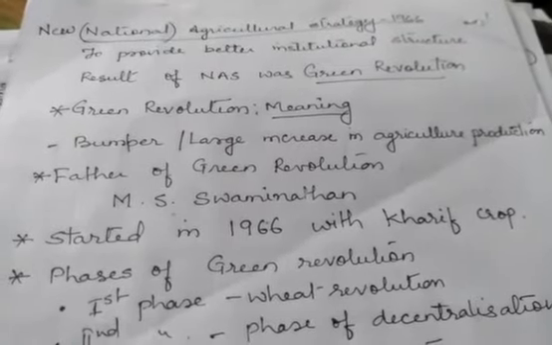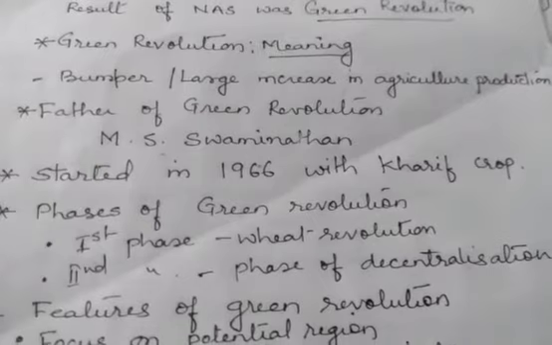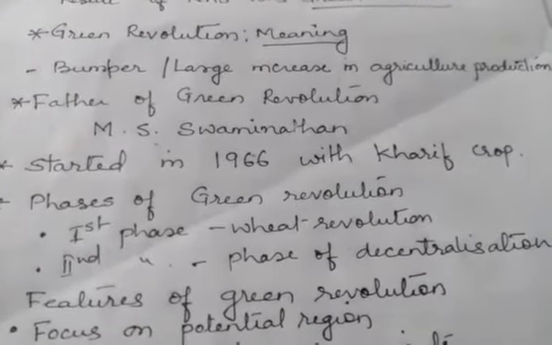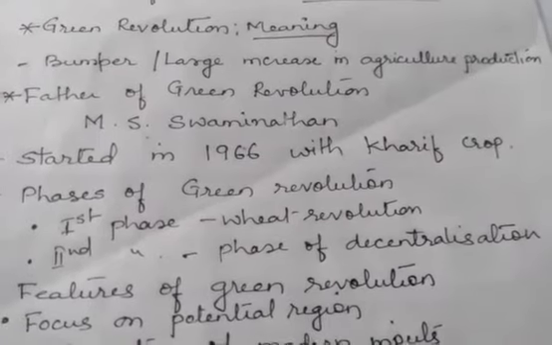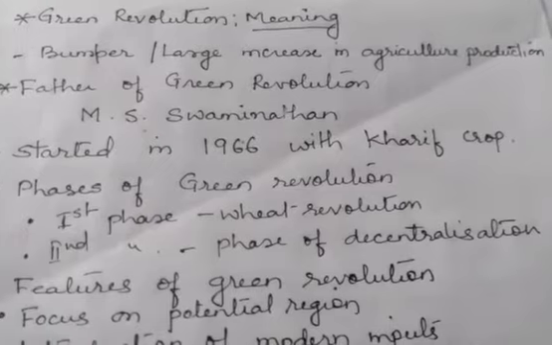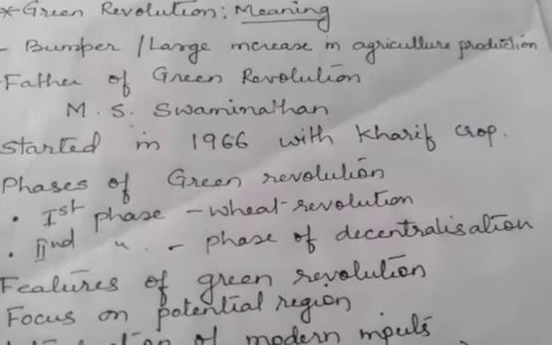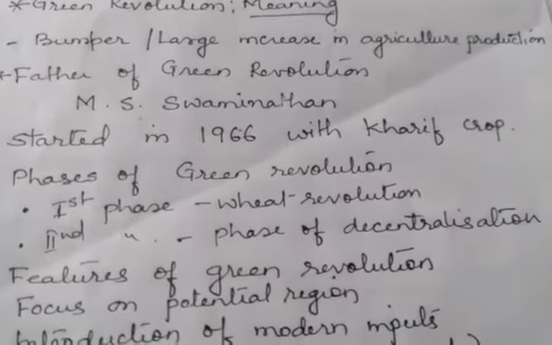The Green Revolution has two phases. One is the emphasis on the production of wheat, especially. So the Green Revolution focused on the production of wheat and rice in the first phase, which resulted in an increase in the wheat production to a large extent. That is why the first phase of the Green Revolution is also known as the Wheat Revolution.